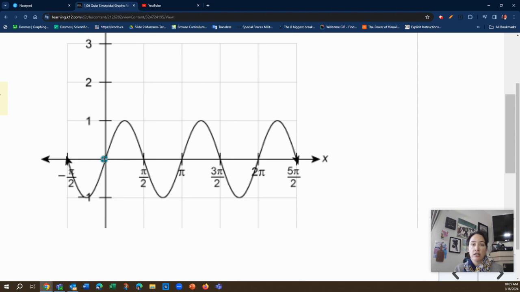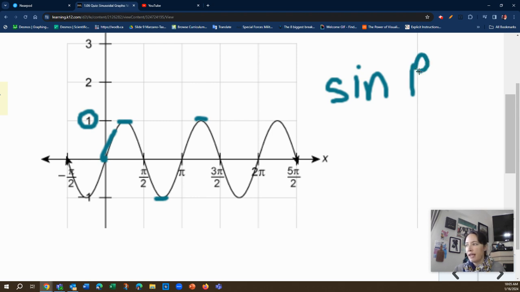Is it a reflection? If it's a reflection, it would go down first. If it's not a reflection, meaning no negative sign, it would go up first. Okay, great. It goes up. So I now know it's a regular sine, no negative. What is the amplitude? The amplitude is 1. So there's nothing there. So it's just sine. Now all I have to think about is bx to get this equation.